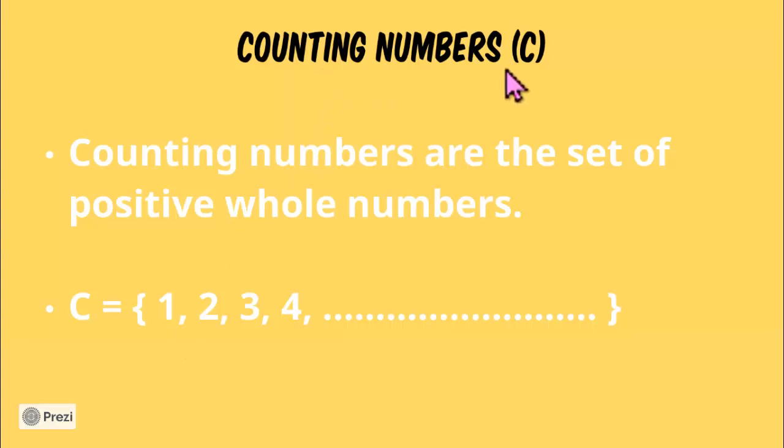If I asked you now to count how many chairs are there beside you, you are going to start counting by 1, 2, 3, 4, and so on. So, counting numbers are the set of positive whole numbers. Counting numbers is the set of 1, 2, 3, 4, and so on. This means that the set of counting numbers is infinite. What is the meaning of infinite? It has no end. I know that it begins from the number 1, but when does it end? It has no end. It's an infinite set.